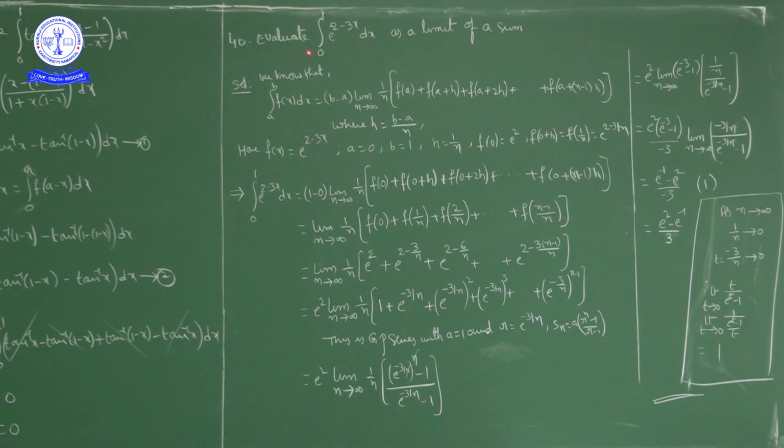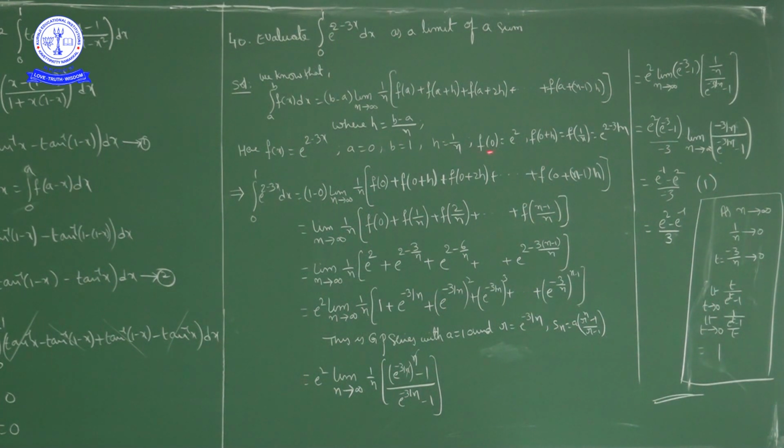Here the question is to evaluate the integral from 0 to 1 of e power 2 minus 3x dx as a limit of a sum. We have a formula: integral a to b f of x dx equals (b minus a) into limit n approaches infinity 1 by n [f of a plus f of a plus h plus f of a plus 2h and so on up to f of a plus (n minus 1) into h], where h is equal to (b minus a) upon n. Now here for the given question f of x is e power 2 minus 3x, lower limit a equals 0, upper limit b equals 1, h is equal to 1 by n.